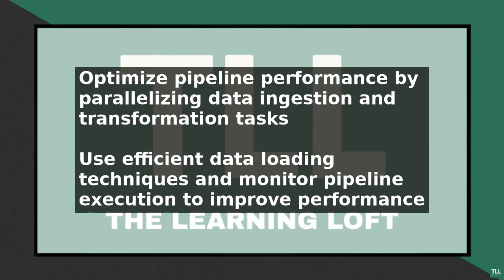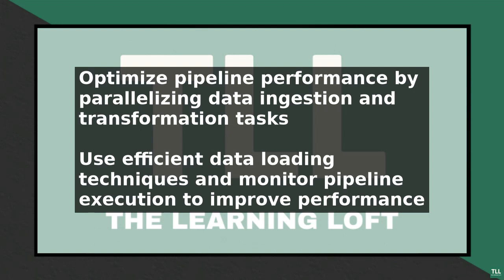Another crucial tip is to implement robust error handling and logging mechanisms. This involves catching and handling exceptions, logging pipeline execution, and monitoring data quality. By implementing these mechanisms, you can ensure that your pipeline is reliable and can handle unexpected errors and data issues.